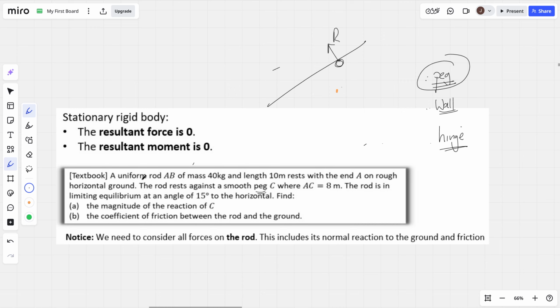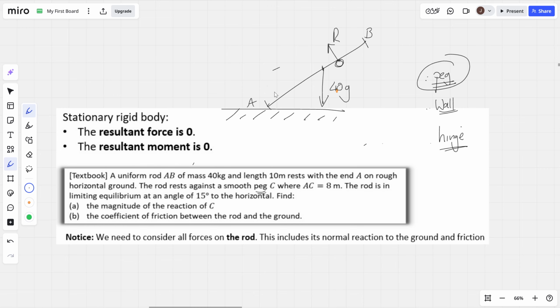We've got a uniform rod. A uniform rod means that the weight will act in the middle and it will go straight down. So a uniform rod AB has mass of 40 kilograms, so 40 G. So this is one of the basic setups. It's on rough horizontal ground.